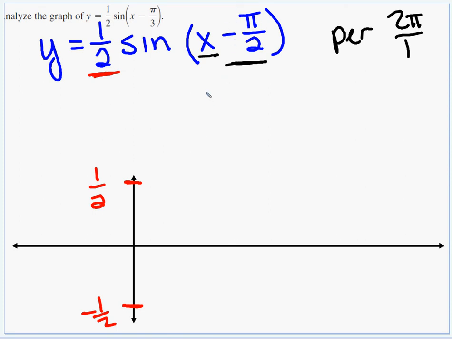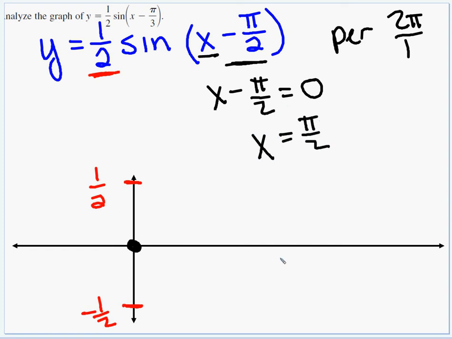So remember, my first sine dot should be here at 0. But if I set x minus pi over 2 equal to 0, I would add pi over 2 to each side. Our new starting point is going to be at half pi. And I'm going to put that right about here, half pi. So we're not going to start at the origin.